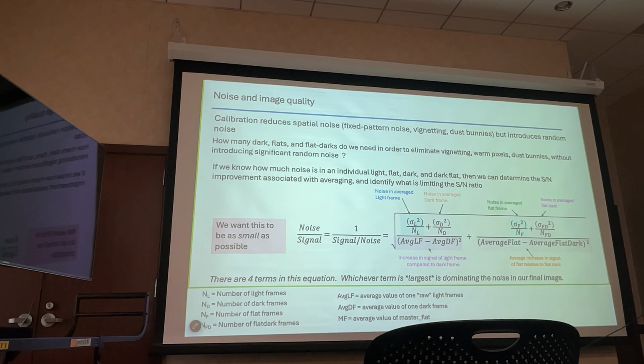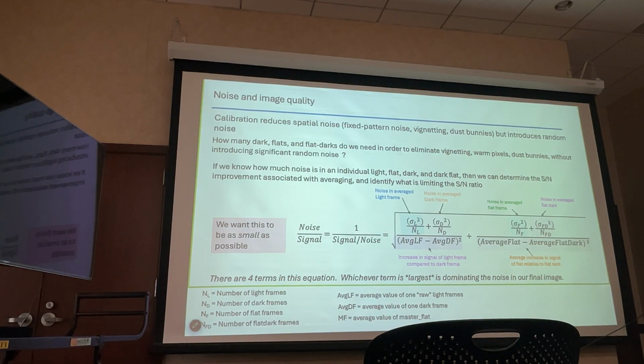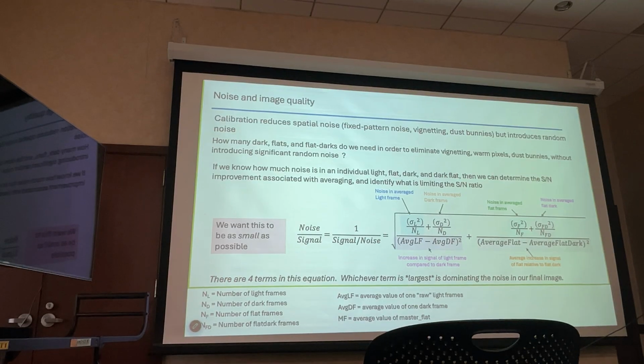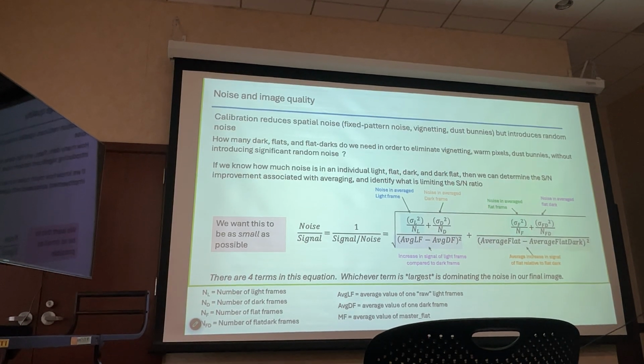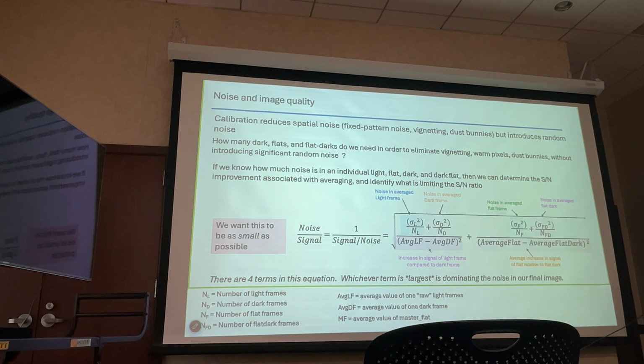Okay, now, all right, this is the scary part, okay? So, a lot of people aren't going to like this, okay? But I've thought a ton about this point: calibration reduces the spatial noise, right? It gets rid of that vignetting, it gets rid of the dust bunnies, but it introduces random noise. I've emphasized that what you really need to do to help with that is averaging. Averaging makes the random noise decrease. The question is, you average dark frames, you average light frames. How many? 50? 100? 1,000? What do you need to do, and why?